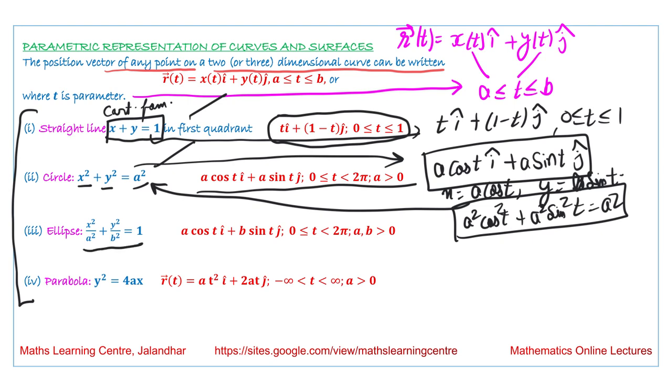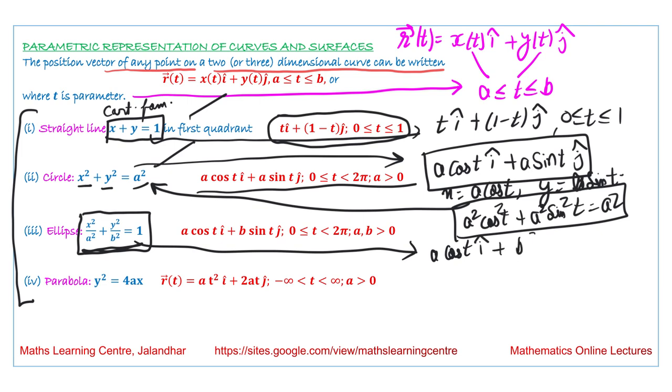Next is the parametric form of the ellipse. The Cartesian equation is x square over a square plus y square over b square is equal to 1. So the parametric form of this equation will be a cos t i cap plus b sin t j cap. What is being changed here? When we talked about the circle, it was a in both places. Now it is a and b. As the values of a and b change, we will obtain different ellipses.